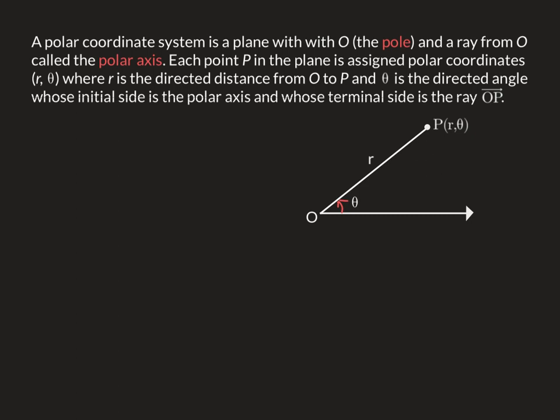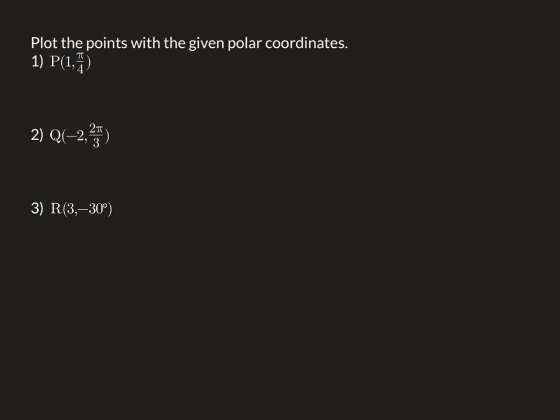Okay, let's try some examples here where we have to graph these. All right, so we want to graph these 3 points. What I'm going to do first here is draw a generic coordinate plane. Okay, then I'm going to label the center here, the origin, as our point O.